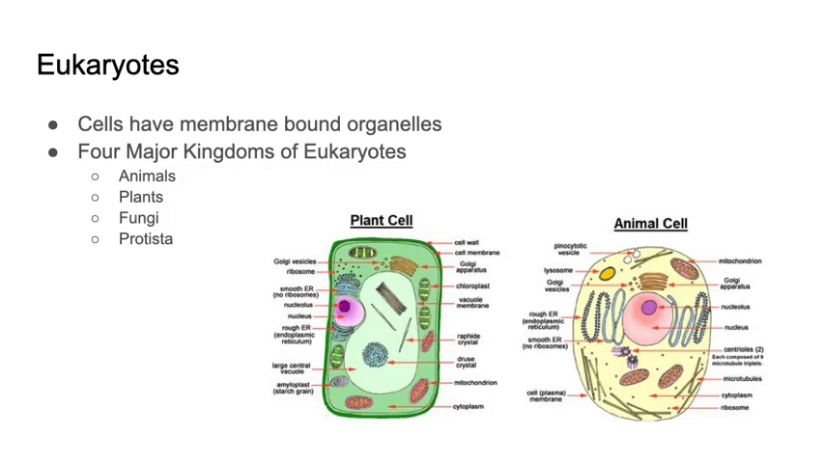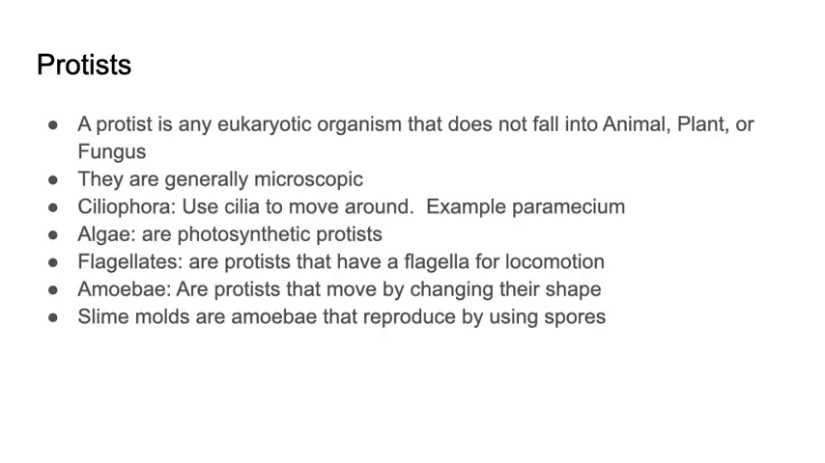Eukaryotes. Eukaryotes are cells that have membrane-bound organelles. Eukaryotes can be divided into four major kingdoms: animals, plants, fungi, and protists. A protist is any eukaryotic organism that does not fall into animal, plant, or fungus. They are generally microscopic. Ciliophora use cilia to move around. Example, paramecium. Algae are photosynthetic protists.